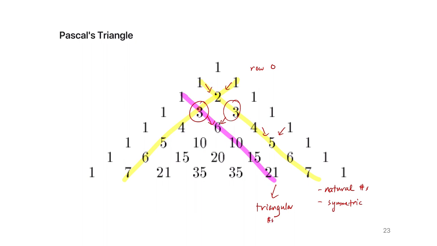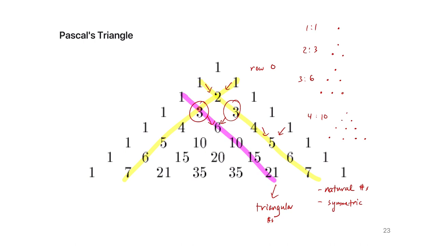What does a triangular number mean? It tells you the number of dots you need to make a triangle with that height. Okay, so for example, to make a triangle with height 1, you need a single dot. A triangle with height 2, you need 3 dots. A triangle with height 3, you need 1, 2, 3, 4, 5, 6 dots. A triangle with height 4, you need 10 dots. Well, I take all the ones before and just add 4 to it, right? Is that clear? So it's just an extension of that pattern.